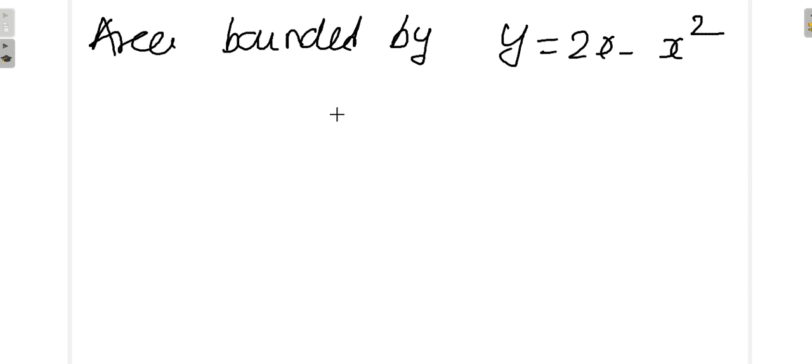Find the area bounded by the curve y equal to 2x minus x square and x-axis.